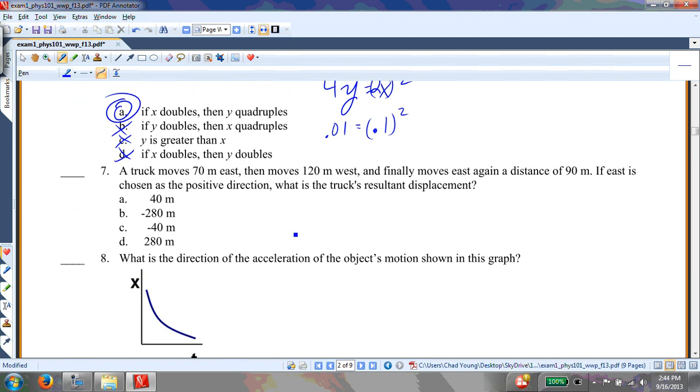The truck moves 70 meters east, and 120 meters west. So notice then that this difference here is 50. And then east again, a distance of 90 meters. What is the truck's resultant displacement? So if this distance is 50 meters, that means that this distance is 40 meters from the original location, which is right there. So it's 40 meters in the positive x direction, or in the easterly direction, which is A for number 7.